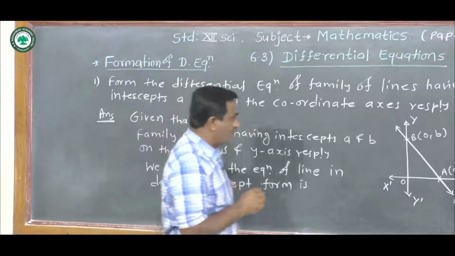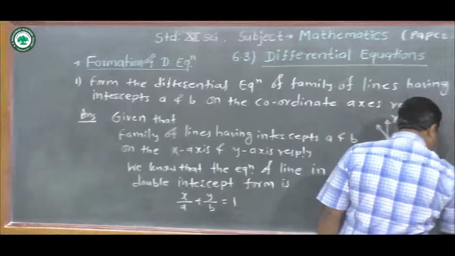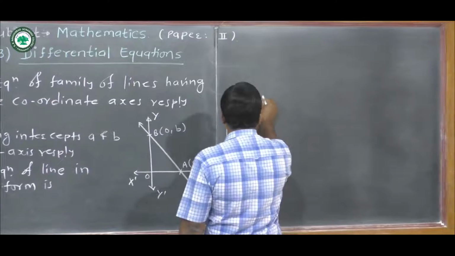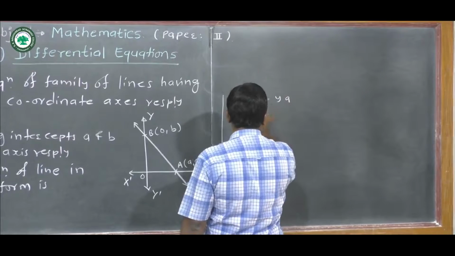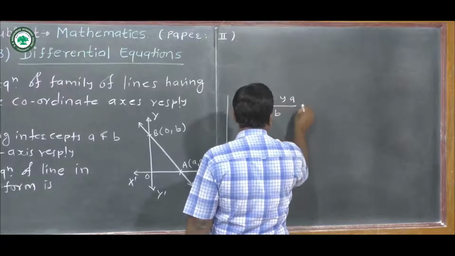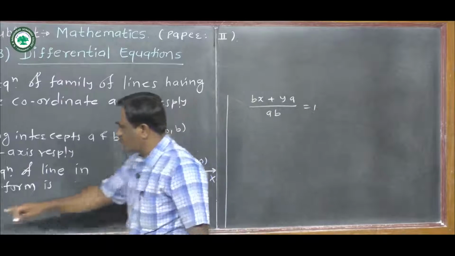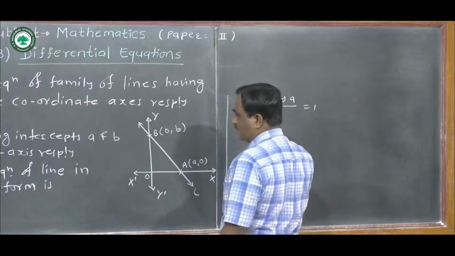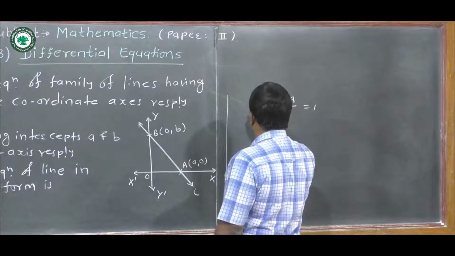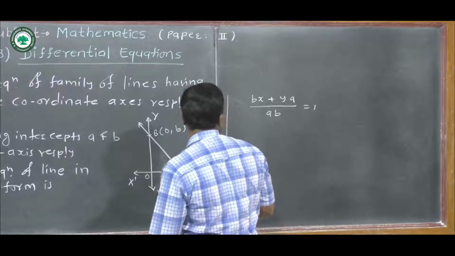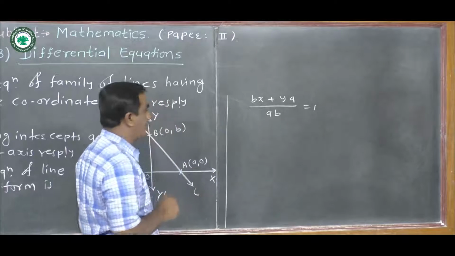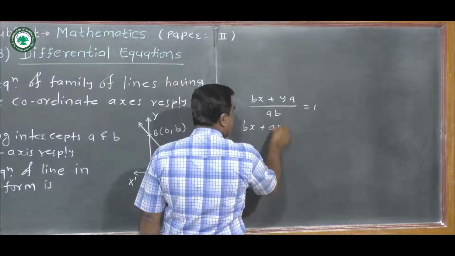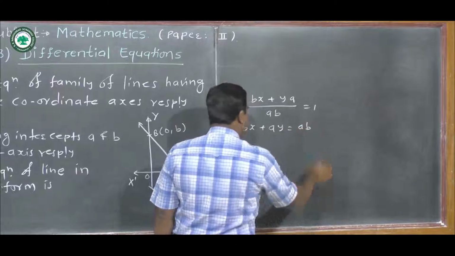Okay, now simplifying this we can write (bx + ya) upon ab is equal to 1. That is, taking the addition of these two fractions, take the product of denominators at the denominator, take the cross product at the numerator, then we get (bx + ay) upon ab is equal to 1. That is, we can write this as bx + ay = ab.